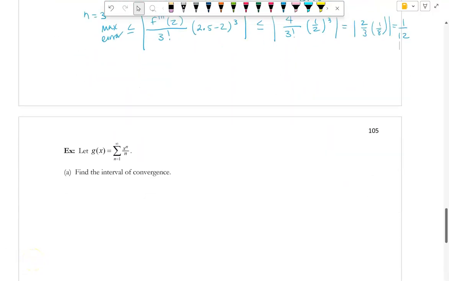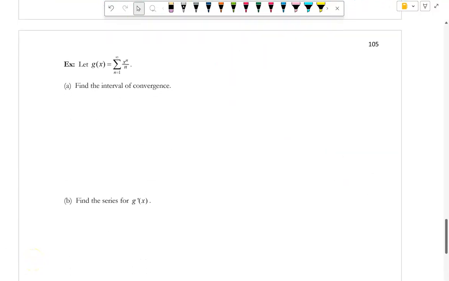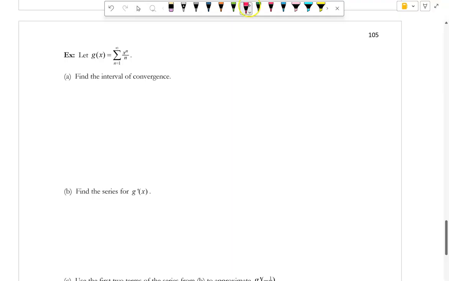All right, on page 105, go ahead and try to do as much of this example as you can, and then check it using the video. In part A, we're going to find the interval of convergence. So I know I need to do my ratio test here. All right, so I need my n plus 1 term.